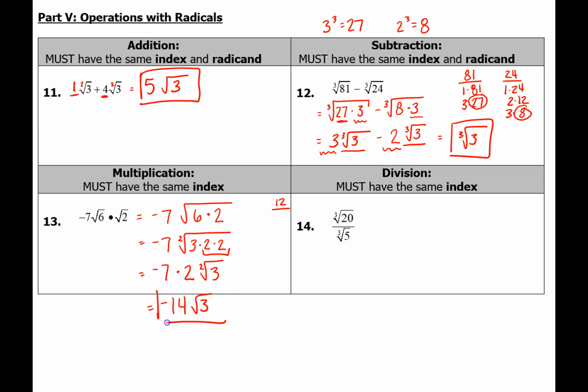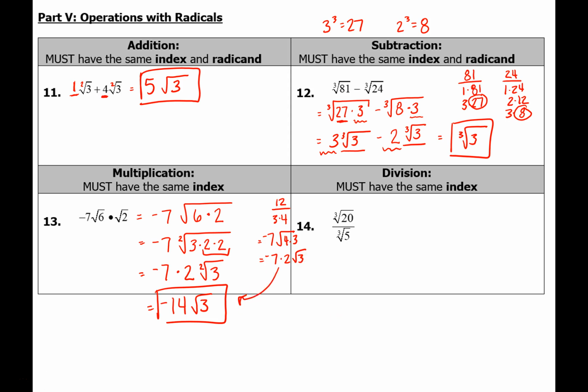So then my final answer is -14 square roots of 3. If I had done this one the other way, I would have seen that I have 3 times 4, which would mean that I would have -7 times the square root of 4 times 3. The square root of 4 is 2, so it still gets me to that -7 times 2 square roots of 3 and gets me to my same answer down here.